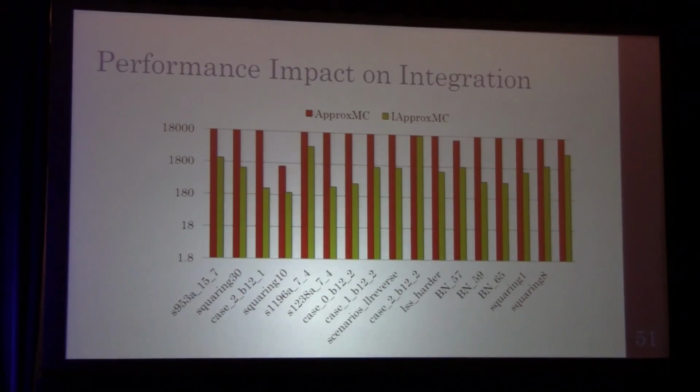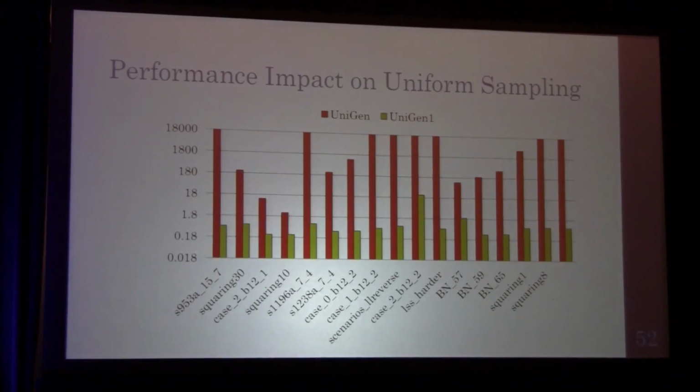Here the red is for the original formula and the original approximate counting algorithm, and the green is for the one that first computes the independent support. The plots are always on log scale for this talk, so you are typically able to get about an order of magnitude speedup. The same holds for uniform sampling; it gives an order of magnitude speedup.